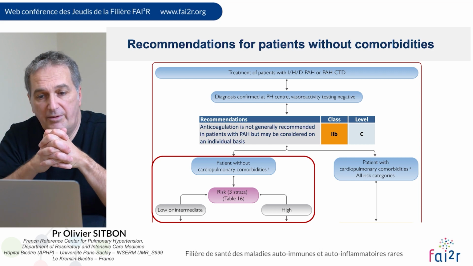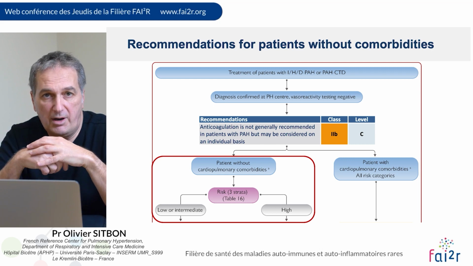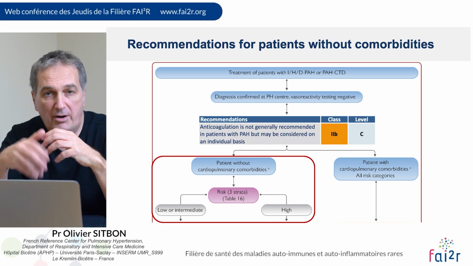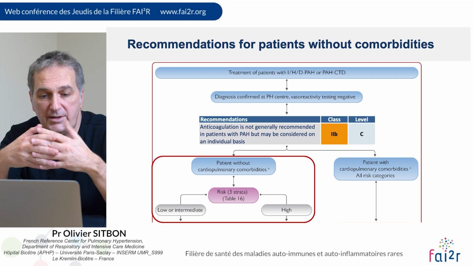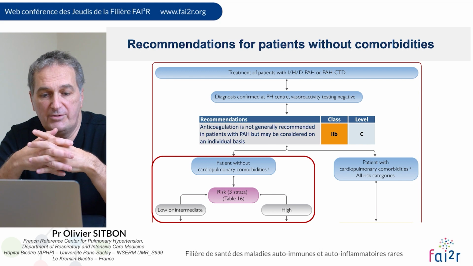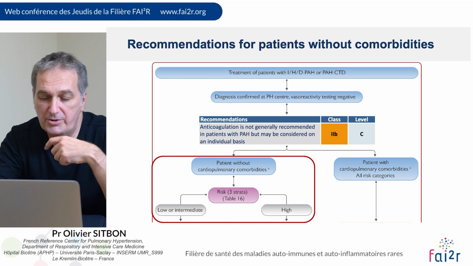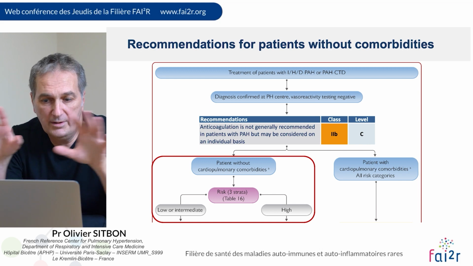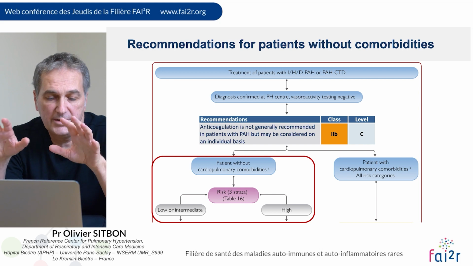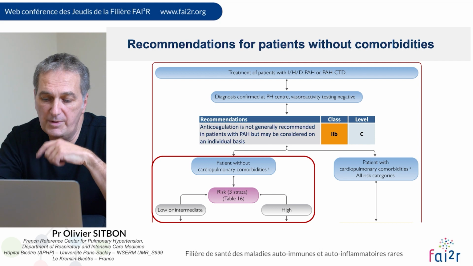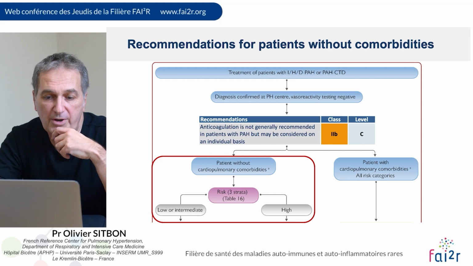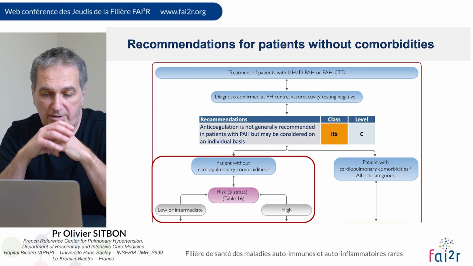After considering the general measures like diuretics, like oxygen if needed, we have to look at the risk and we have to assess the risk and then to consider the initial therapy. We initially separated patients without comorbidities and patients with comorbidities. If we start with the patient without comorbidities, the first step is to consider the risk.